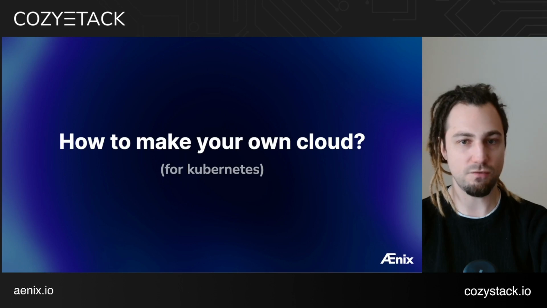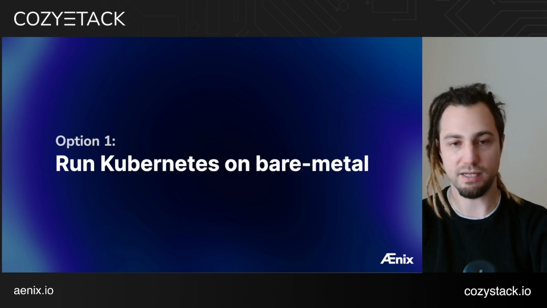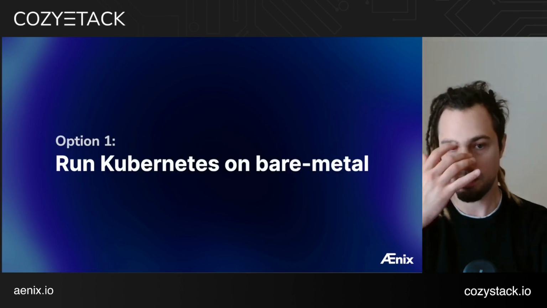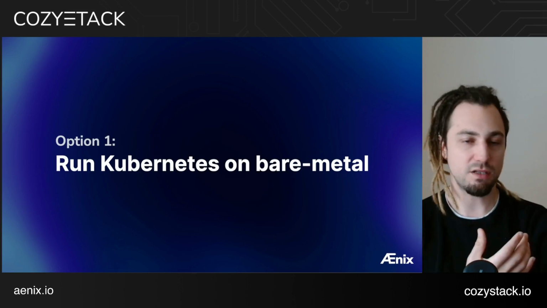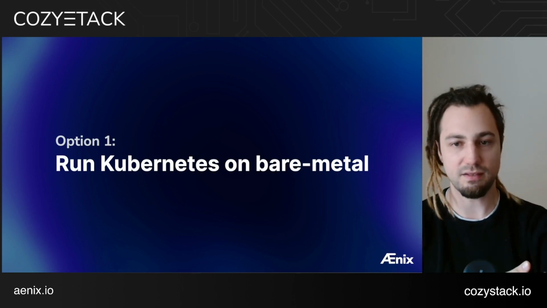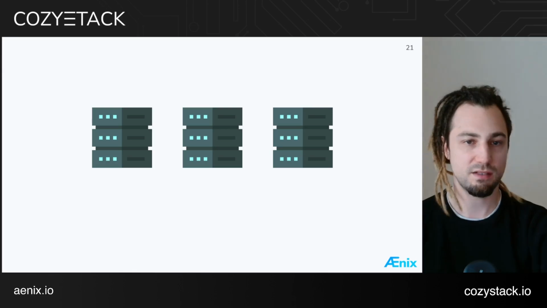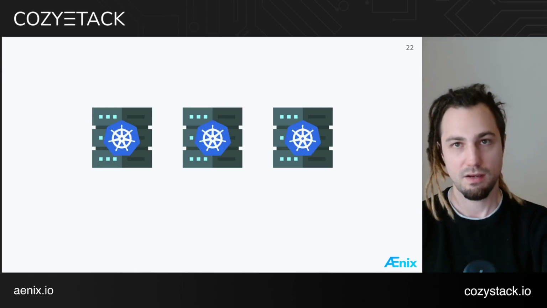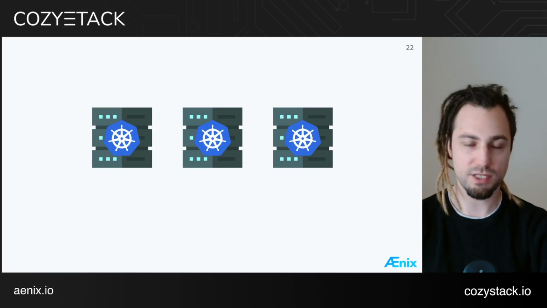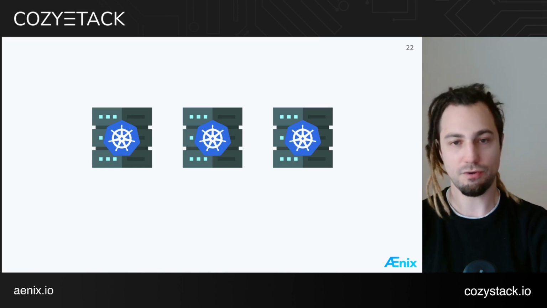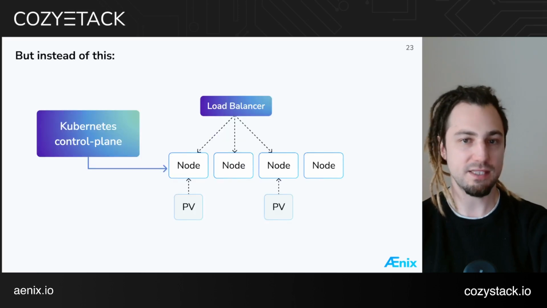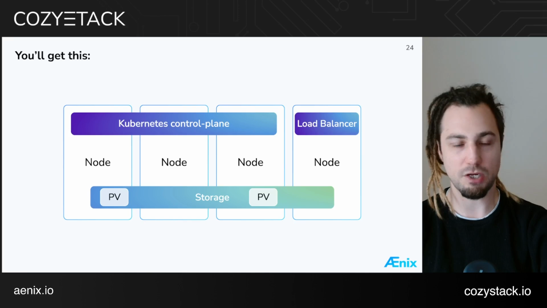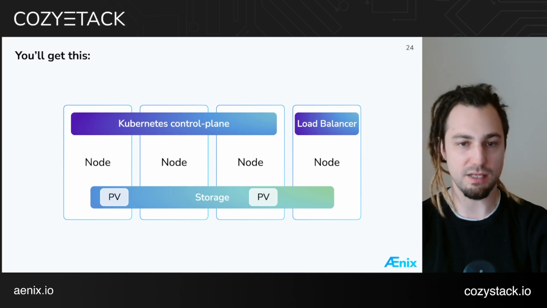But if you want to create your own cloud for Kubernetes, you have a few options. By the way, if we talk about Kubernetes on bare metal, we usually mean that we have some bare metal nodes and we install Kubernetes on them. You can use various tools, for example, K3s, or KubeAdm, or KubeSpray. There are a lot of options. But instead of this amazing scheme, on bare metal you usually get something like this.